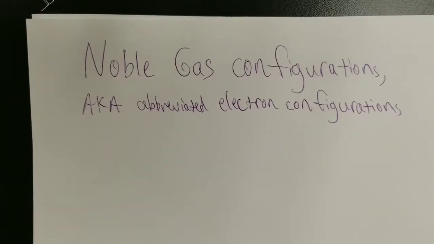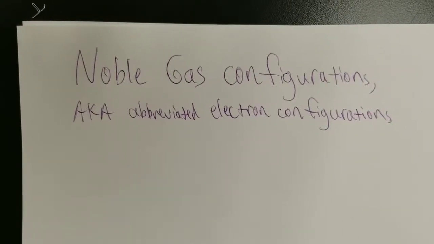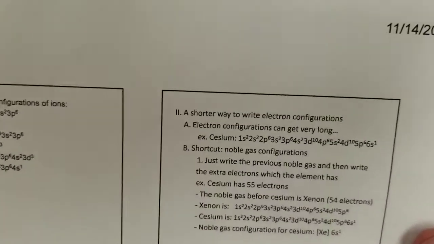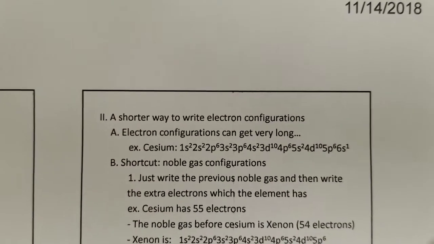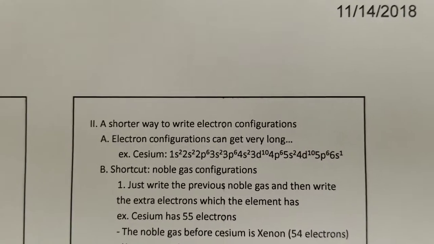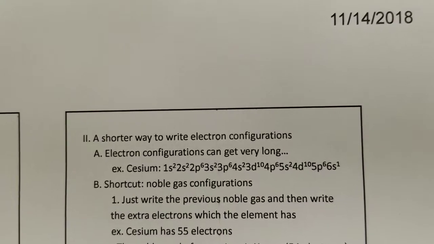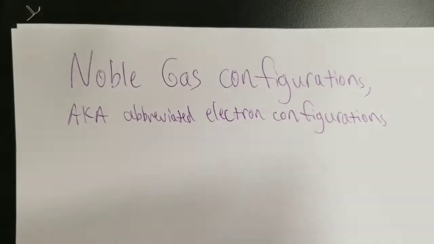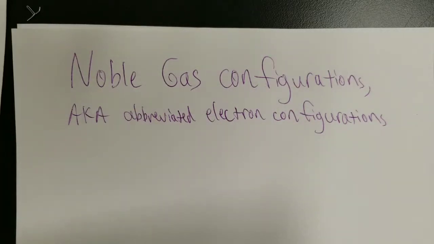All right, let's look at noble gas configurations and how you'd come up with a noble gas configuration for an element, or maybe even an ion for that matter. We have to consider, for example, a long electron configuration such as this example for cesium. That is quite long, and it's a pain to write out all 55 electrons. So there's a shorter way to do it.